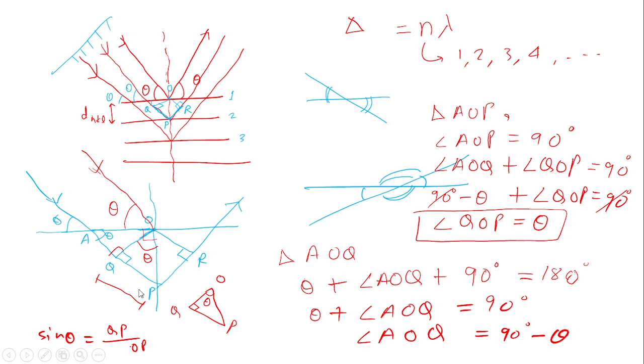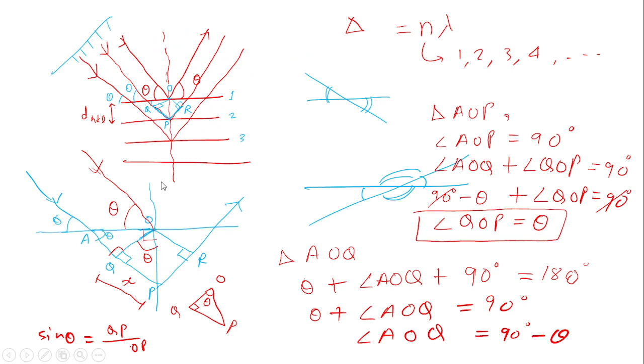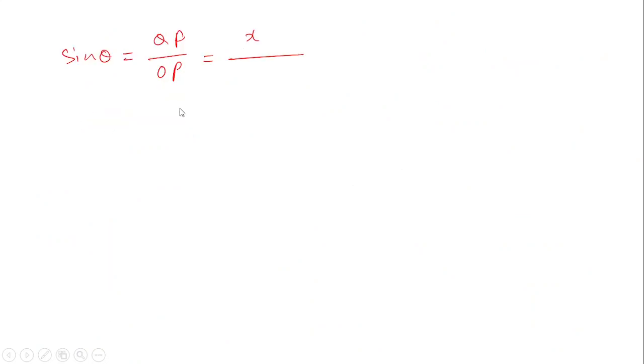And QP is the path difference I want to find out. Let's call it X. This is the path difference I want to find out, divided by OP. Now OP is this, and that is the interplanar spacing distance, DHKL. This is DHKL, the interplanar spacing.